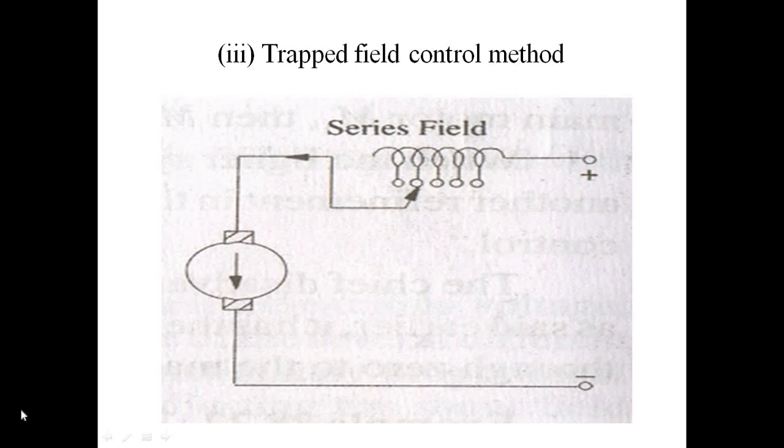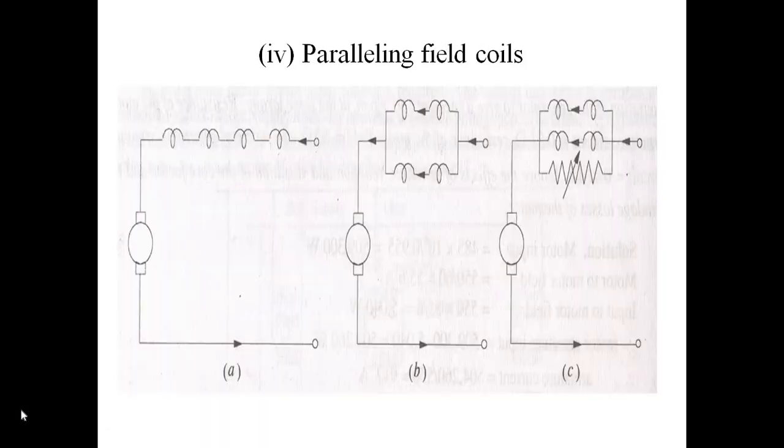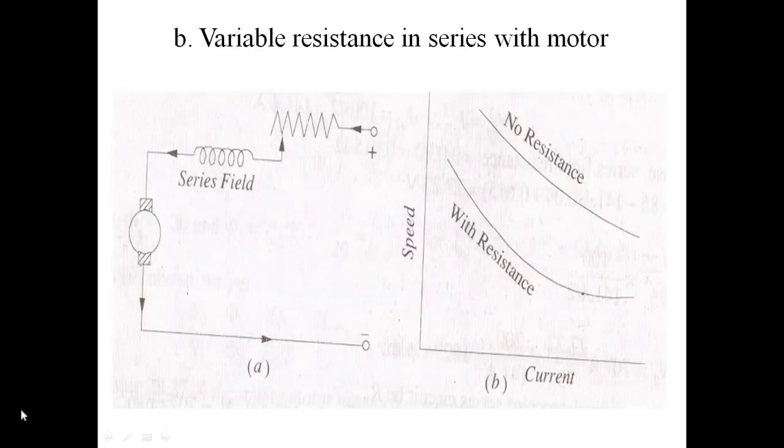In the series motor, the field windings are connected in series with the armature. The field windings have tapped connections. Then next, parallel field coils. Parallel field coils means the series windings are connected in parallel. In a parallel connection, the current is different and the voltage is the same. So the current will be varied as well as the speed.